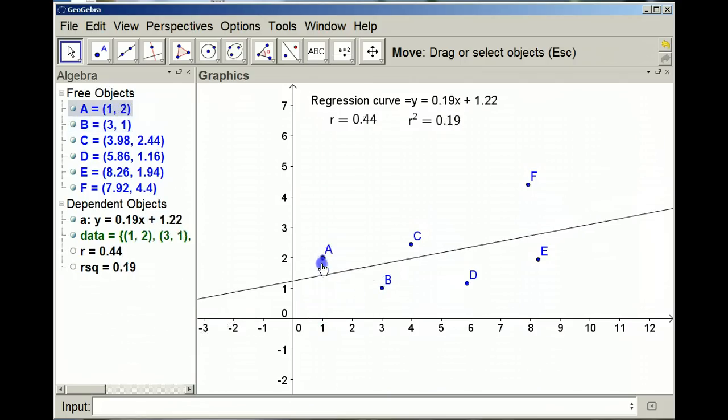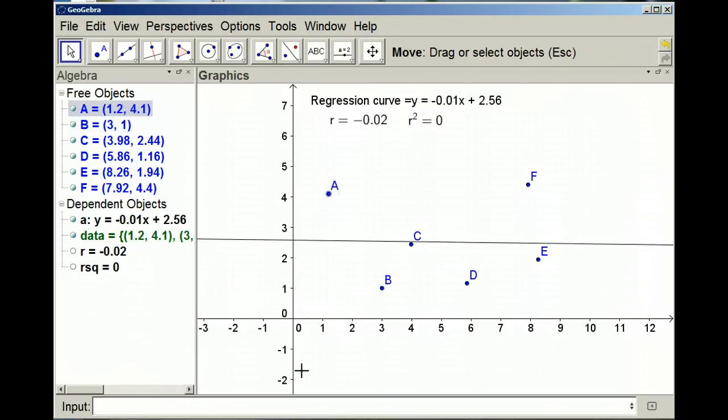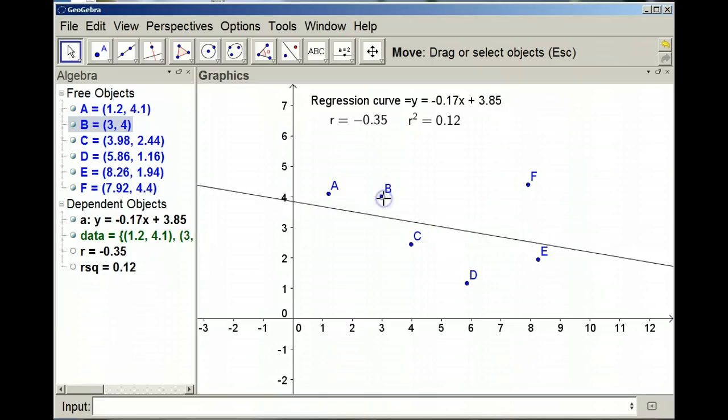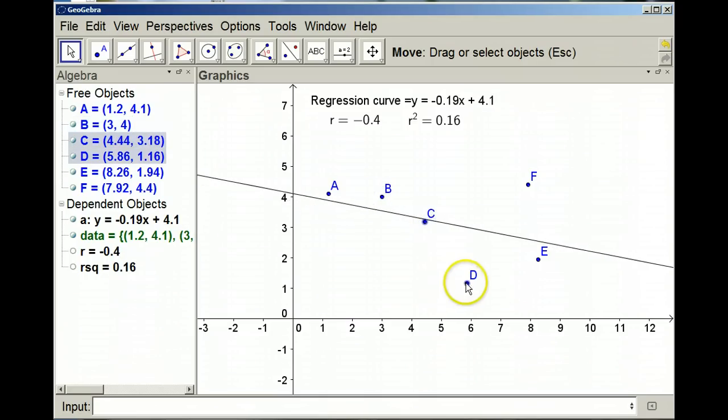As we lose the collinear points, R gets closer and closer to 0, R squared does also, and the regression curve turns out to be almost horizontal when there's no linear relationship. But now let's line them up.